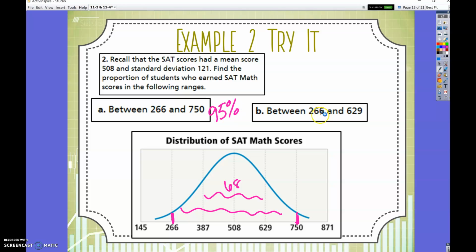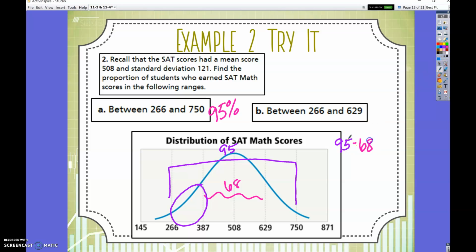Now, if they want the 266 to 629, this one's going to be a little bit more interesting. So we know that there's 68% in that first standard deviation. We also want this percentage. So if 68 was here, but the second standard deviation is 95, we could take our 95 minus our 68. That would leave 27%. That means from here and here, there's 27%.